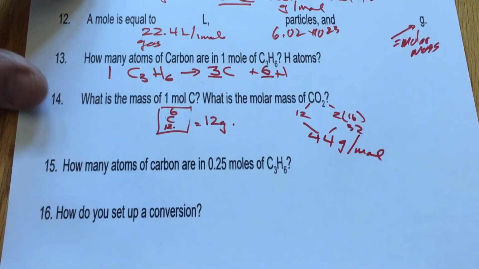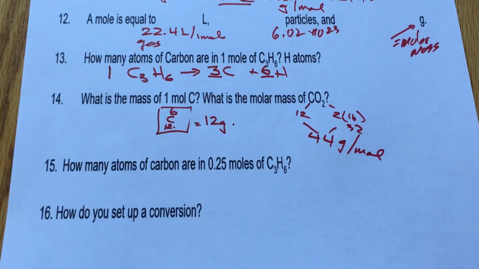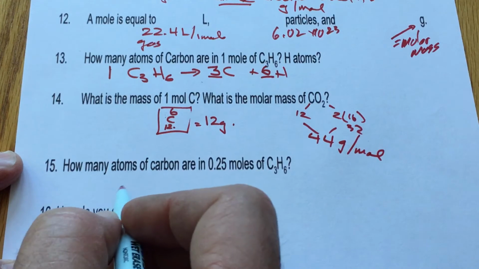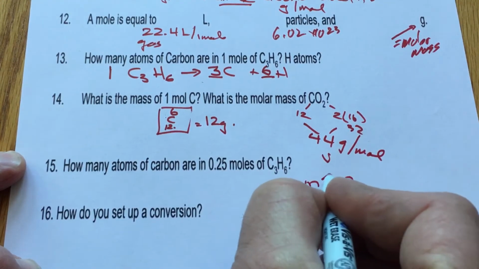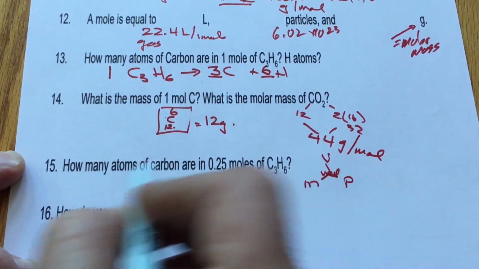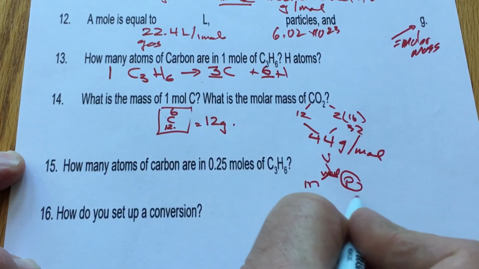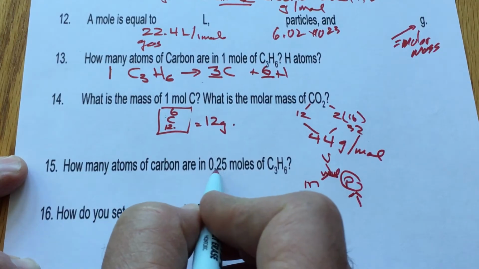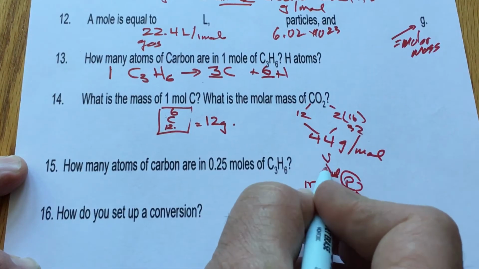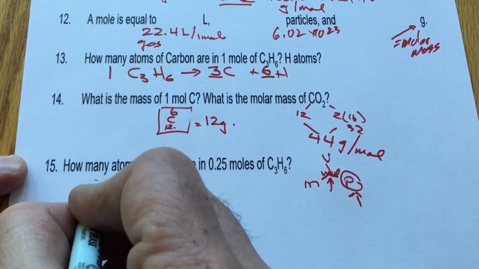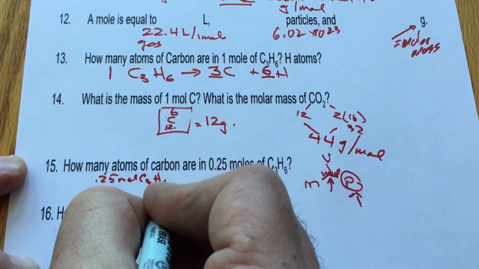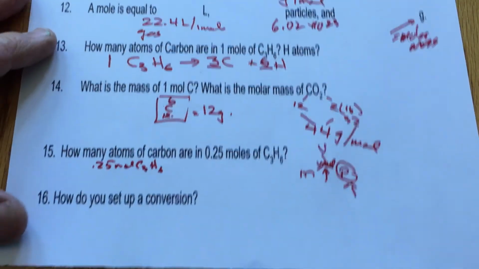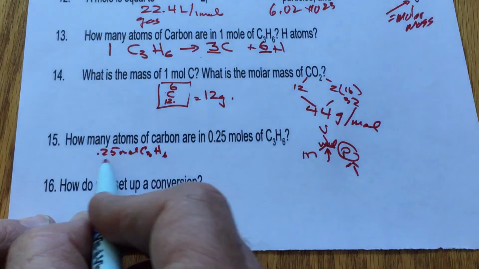Okay, last couple here. How many atoms of carbon are in 0.25 moles of C3H6? This is the mole in the middle, the MVP triangle. Here's atoms, and we've got to go there. We're starting at 0.25 moles. Oh, it's a one-step conversion. So I'm going to put my given, 0.25 mole of propane, C3H6, over 1.